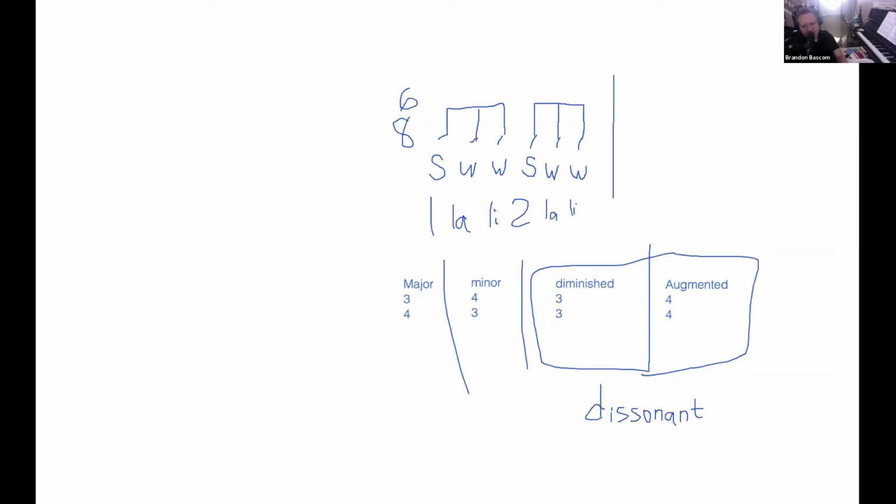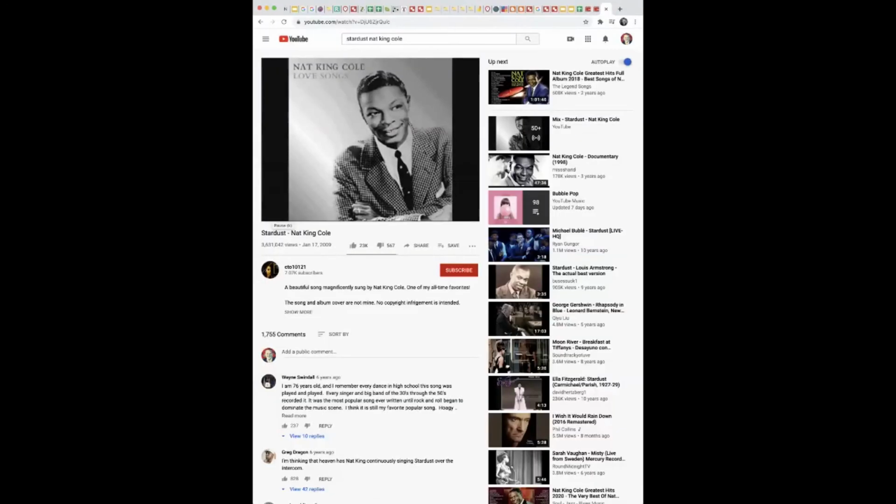Has anyone here seen the movie Sleepless in Seattle? Yes. I want to play a song from that movie, which is called Stardust by Nat King Cole. And in this song, it starts with an augmented triad, which is dying to resolve down to a major triad, and it happens twice. Did you hear it? Down. So augmented wants to fall to major.